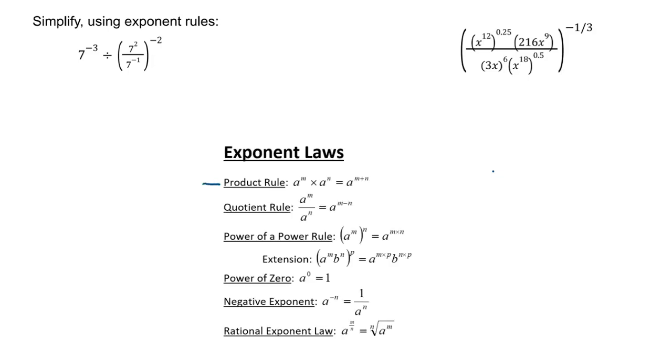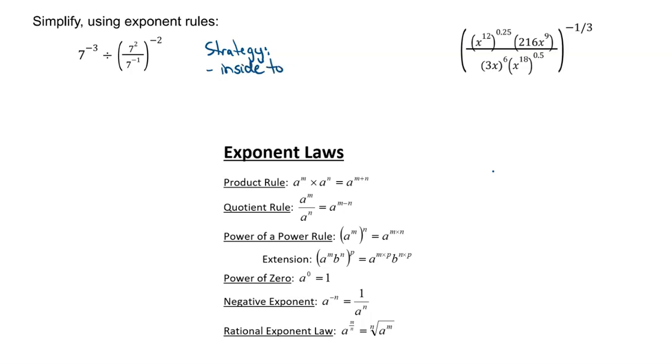The first one is the product rule. If they have the same base and they're multiplied, we can add the exponents. If they have the same base and they're divided, we can subtract them. That's the quotient rule. The power of a power rule says that we take the power outside and multiply it by the power inside the brackets. The power of zero rule, anything to the power of zero is 1. Negative exponent is the reciprocal. And the rational exponent law is we take the nth root of something if it's in the bottom of a fraction that the exponent's raised to.